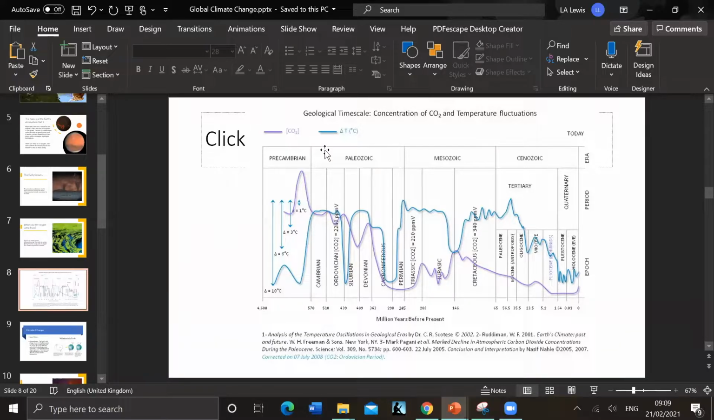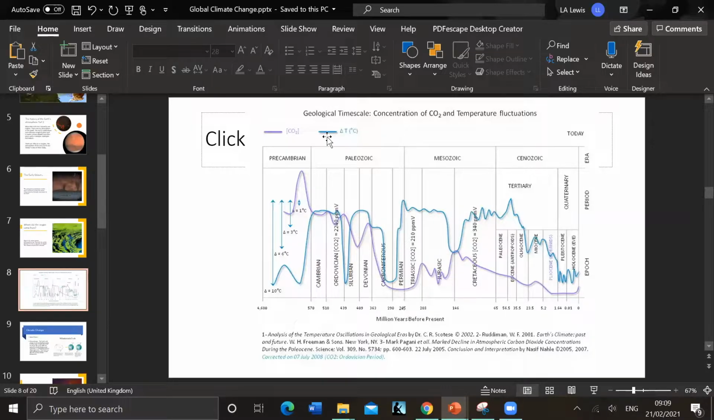Okay, so the purple line is carbon dioxide. It does change throughout time. So we start with lots of carbon dioxide, and we've been decreasing on average ever since. It went up and down a little bit, probably due to volcanic activity. We'll talk about that a bit more later. But as you can see here, there's an uptick.